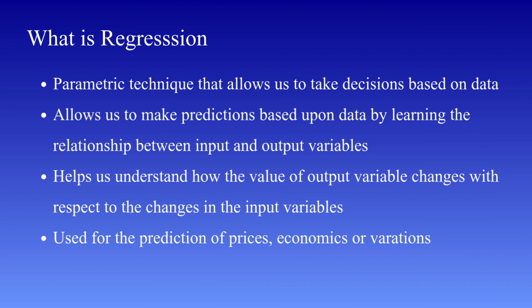Now, instead of trying to perfectly match every data point, regression focuses on finding a line, or more generally, a function, that best represents the overall trend in the data. This line is what we call the regression line. The purpose of this line is not to pass through every point, but to minimize the overall difference between the predicted values and the actual values. This difference is known as the error or residual. So, regression is essentially a balance. It tries to create a model that is simple enough to understand, yet accurate enough to make reliable predictions.